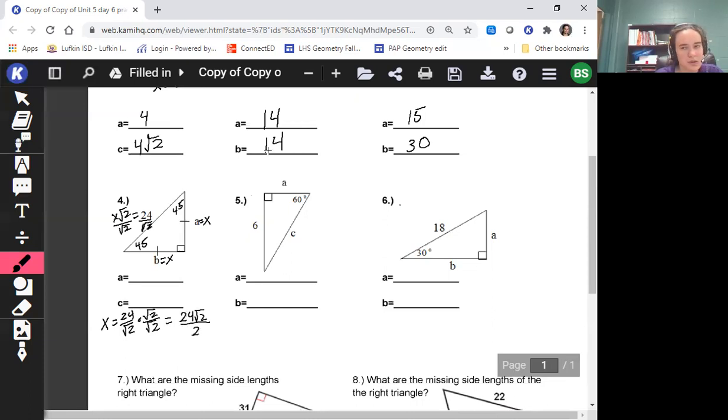Because remember, the square root of 2 times the square root of 2 is the square root of 4. And the square root of 4 is 2. And then we can take 24 and divide it by 2. And that gets us 12 square root of 2. So x is 12 square root of 2. That means that a is 12 square root of 2, and that b is also 12 square root of 2.